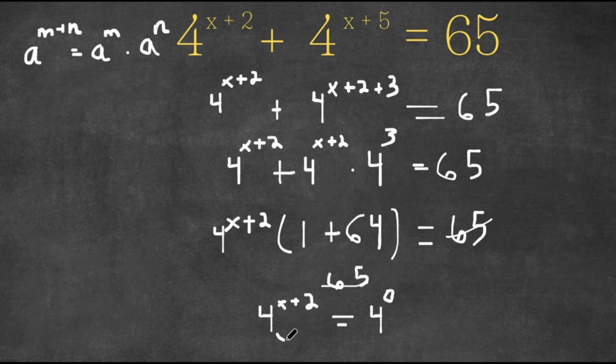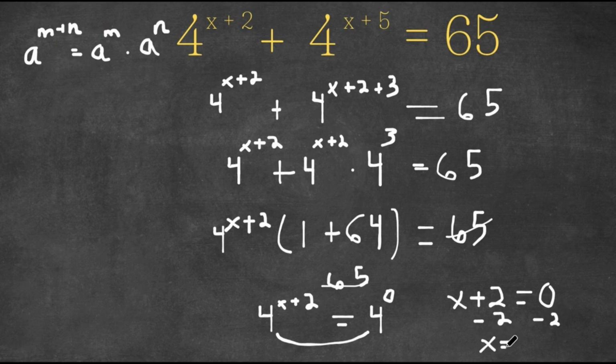Now, because both of the bases here are 4s, we know that the exponents are the same as well, meaning x plus 2 is equal to 0. Now, as you can see, we have a simple equation, and if we subtract 2 on both sides, we get x is equal to negative 2. So this is our answer.